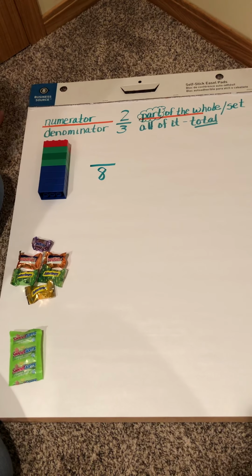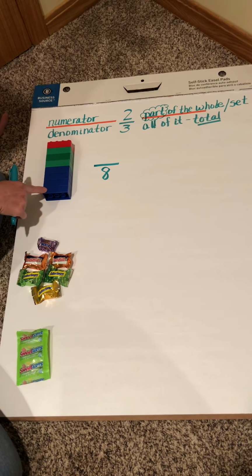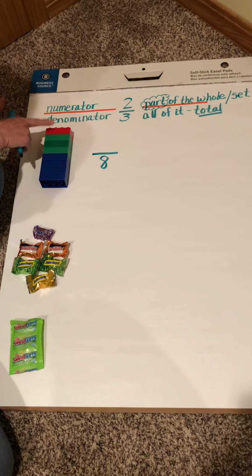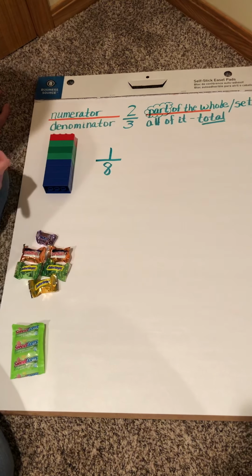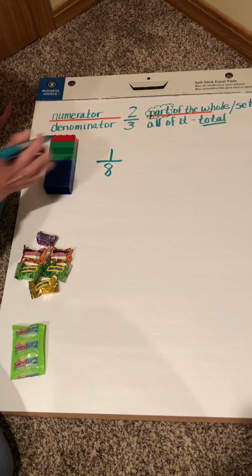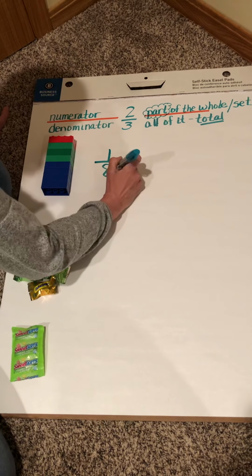But right now, I want to talk about the color red. So how many red pieces do we have here? We only have 1. So that is going to be my numerator. I'm going to write it on the top. So I could say that 1/8 of these Legos are red.